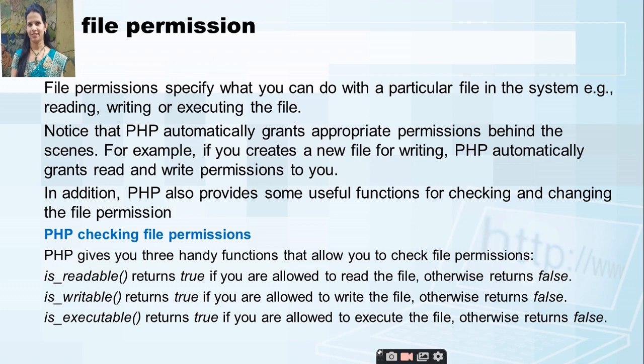Checking the file permission. How to check the file permission? You can check it by using the function is_readable. You can use is_readable to check whether the file is readable or not. It returns true if you are allowed to read the file. is_writable returns true if you are allowed to write to the file. Otherwise, it returns false. is_executable returns true if you are allowed to execute the file. Otherwise, it will return false. These are the three functions: is_readable, is_writable, and is_executable.